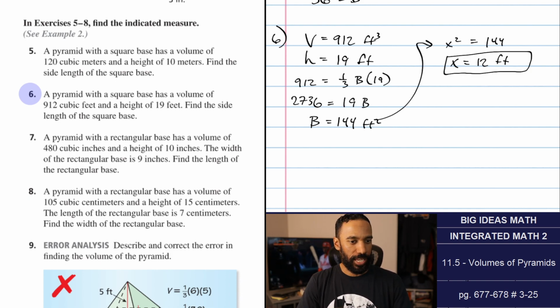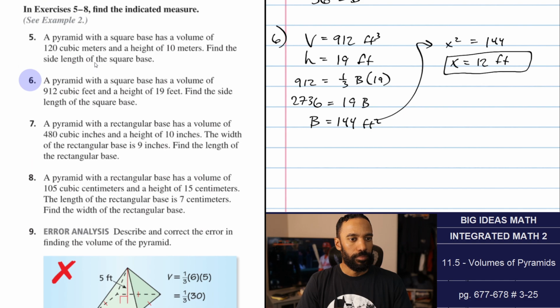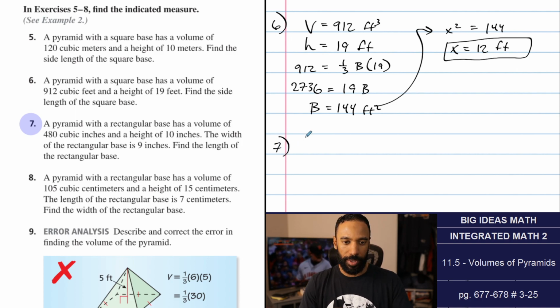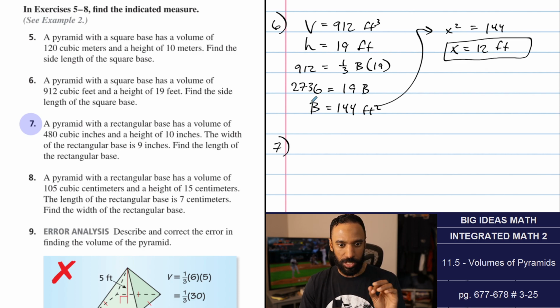Okay, we finished 6. Jump to number 7. A pyramid with a rectangular base, so not a square base, has a volume 480 and a height of 10. The width of the rectangular base is 9. Find the length of the rectangular base. So, okay, I'm not going to do as many drawings if not really needed from this set, but we do have volume as 480 cubic inches.